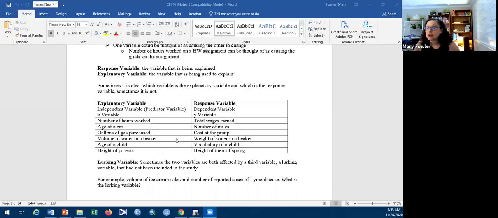And here we have the volume of water in a beaker and the weight of the water in the beaker. That's an exact relationship. Age of a child and the number of words in their vocabulary. There's a tendency for children to gain words as they get older, but every child is different. So there's some general variability in this relationship.